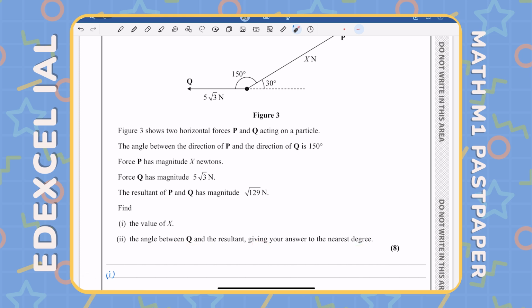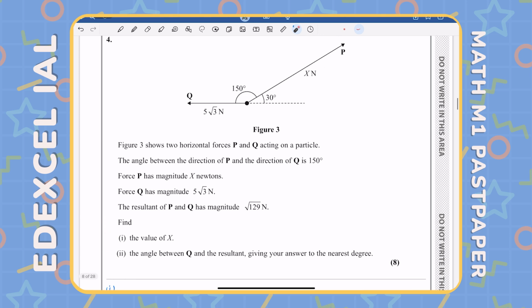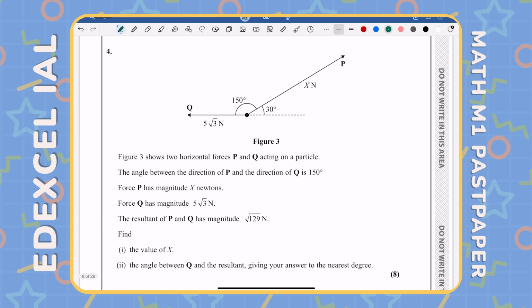Okay, so let's start with the first part. And these two parts combined, by the way, make 8 marks. So that means there's definitely a significant amount of working that's involved. So the method that we use whenever we have two forces acting away from a point is the parallelogram rule.